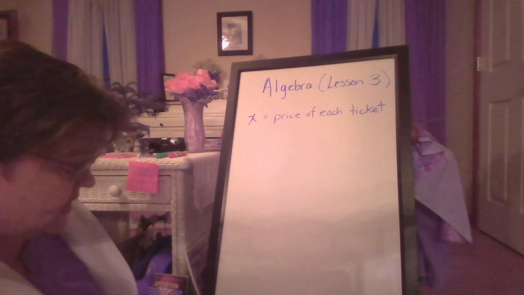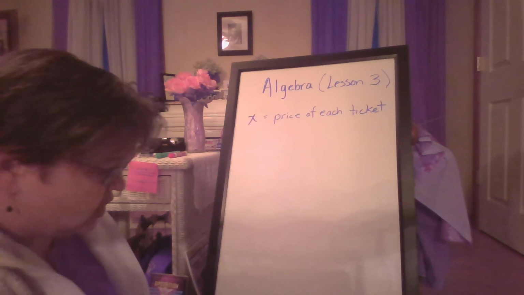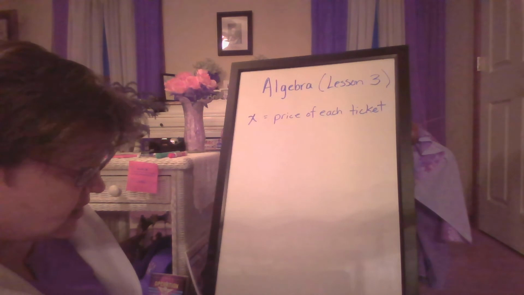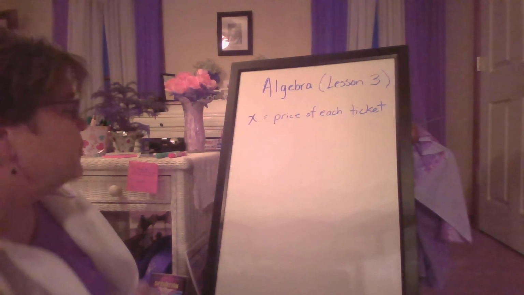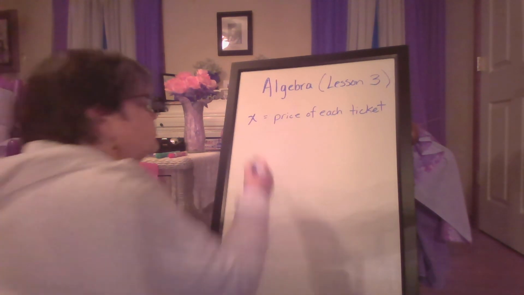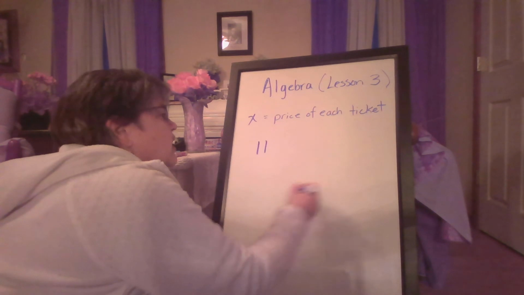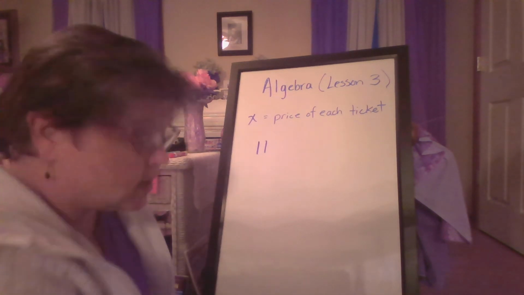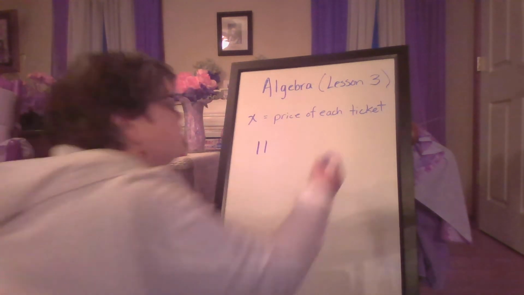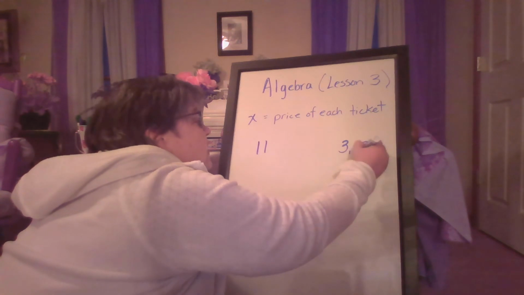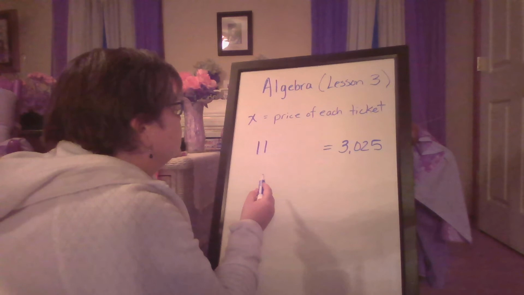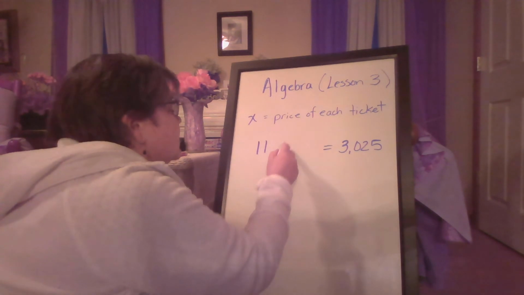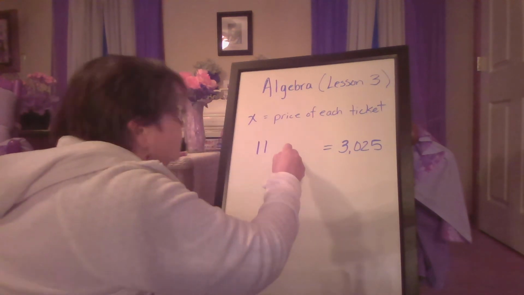Okay, the next step is to pick out 2 things from the facts that are supposed to equal. So what do we know it's going to equal? We know that we have 11 family members. We know that the total cost of all the tickets was $3,025. And what we have to find out is how much the tickets are.